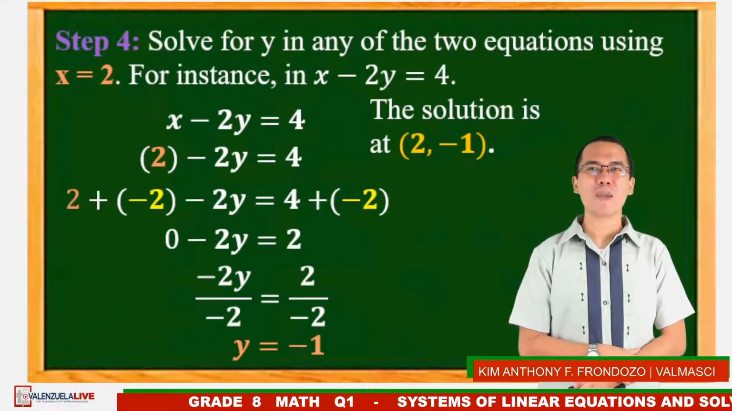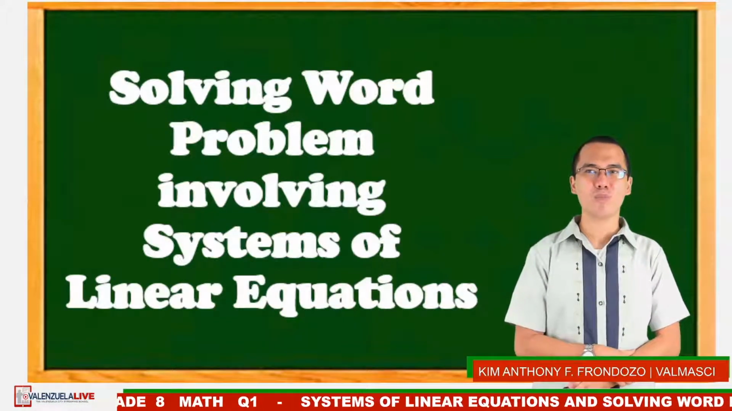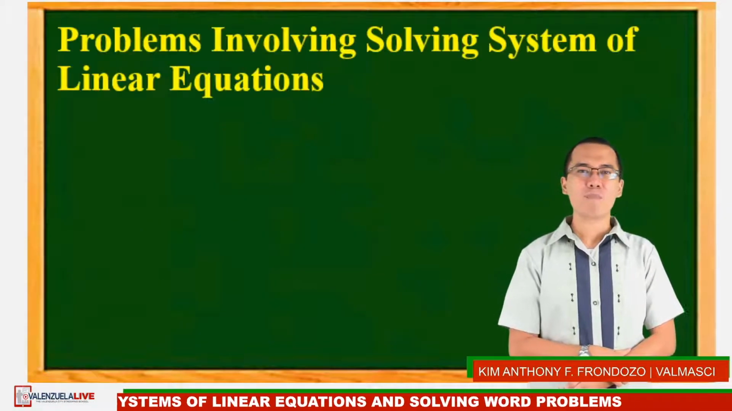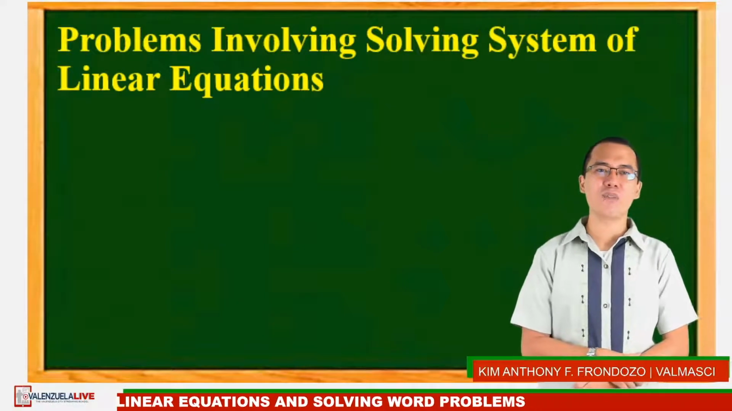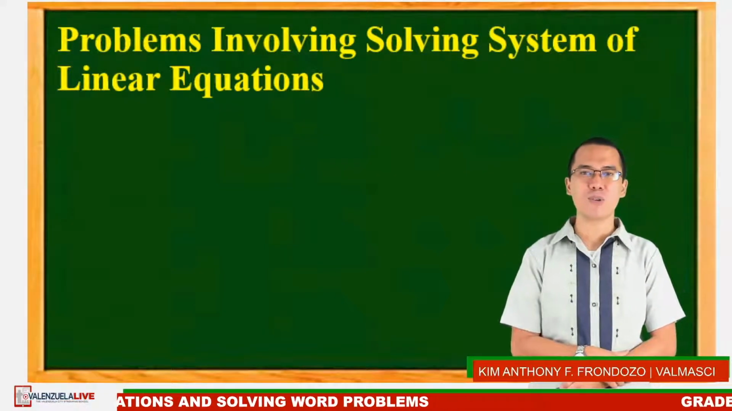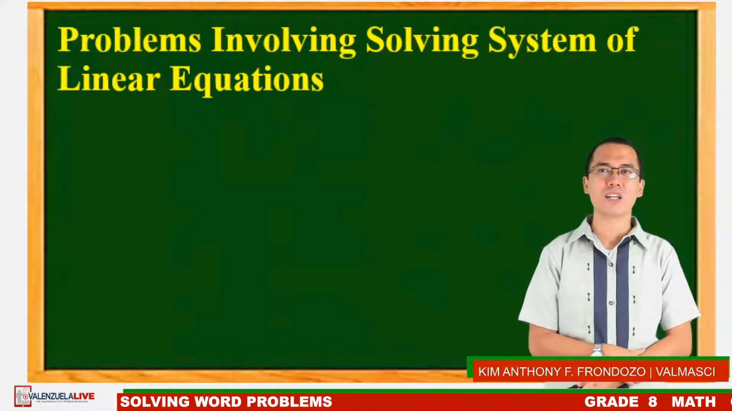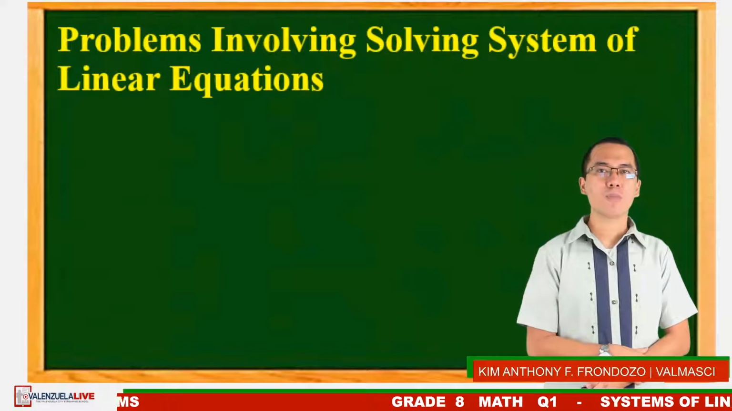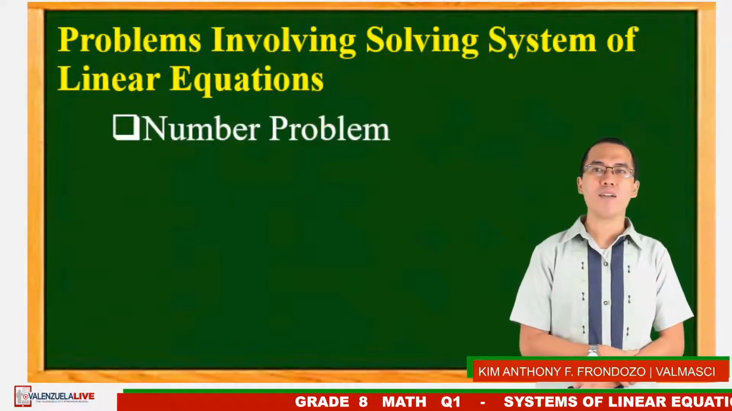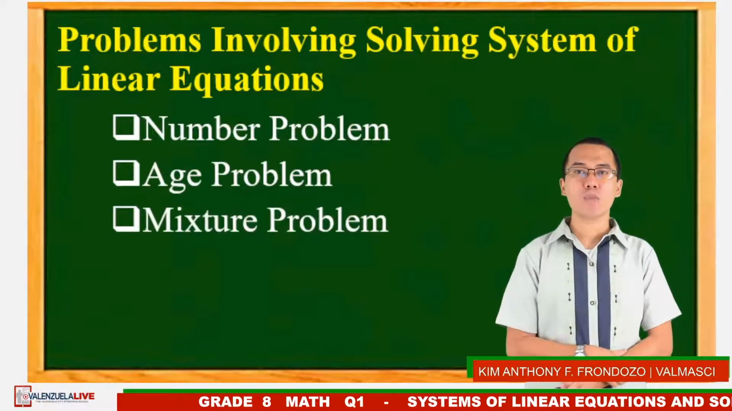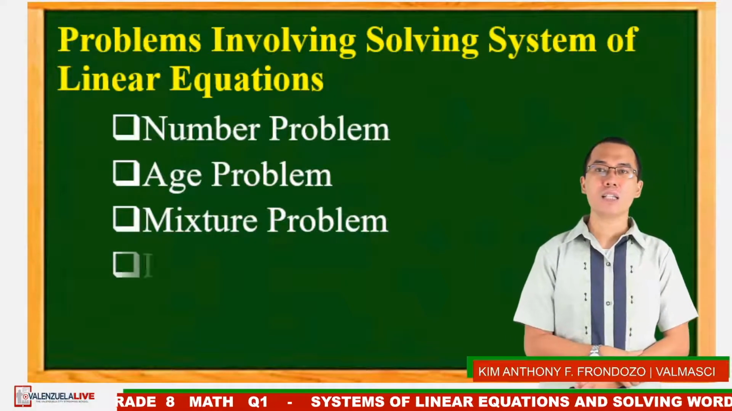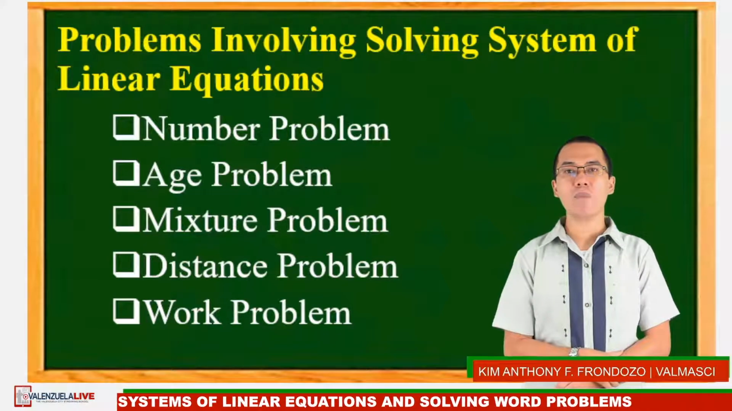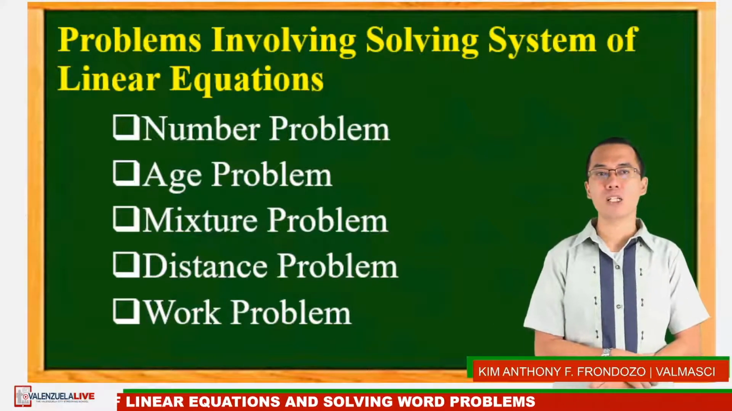And for our last topic, we are going to discuss solving word problems involving systems of linear equations. Now, let's apply all the things we learned today in solving word problems involving systems of linear equations in two variables. We have different types of word problems where systems of linear equations are applied. We have the number problem, age problem, mixture problem, distance problem, and work problem. Since we don't have enough time, I will just give some examples of these word problems.